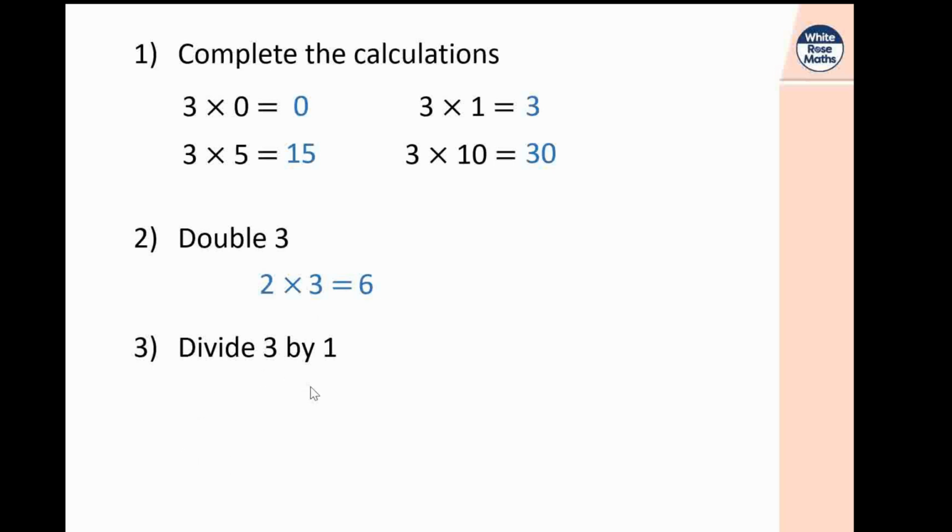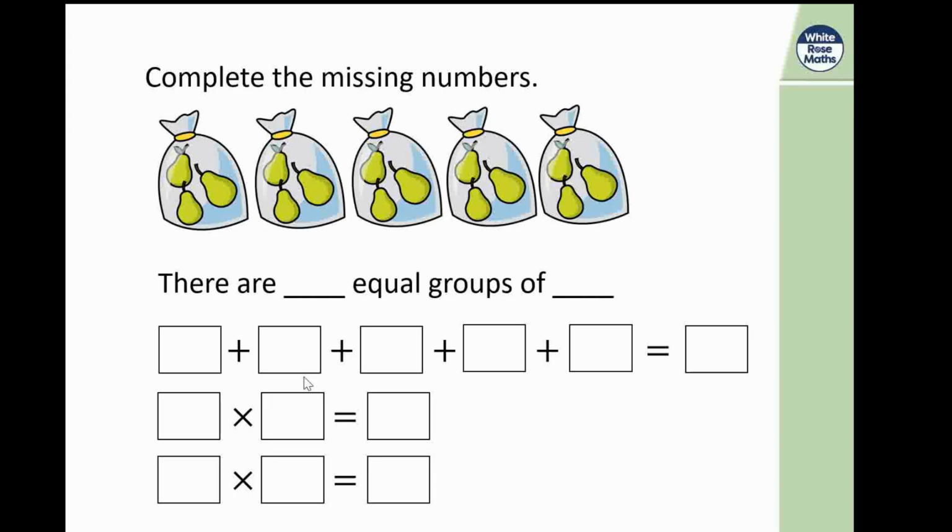Divide 3 by 1. Good. So it's 3 divided by 1. Okay, complete the missing numbers. There are some equal groups of... So, how many equal groups of... So how many bags are there? 5. And how many pairs are in each bag? 3. Okay, so there are 5 equal groups of 3, yeah? They've all got 3 in them. Does that make sense? So it's 5 times 3 if you want to know how many pairs there are.